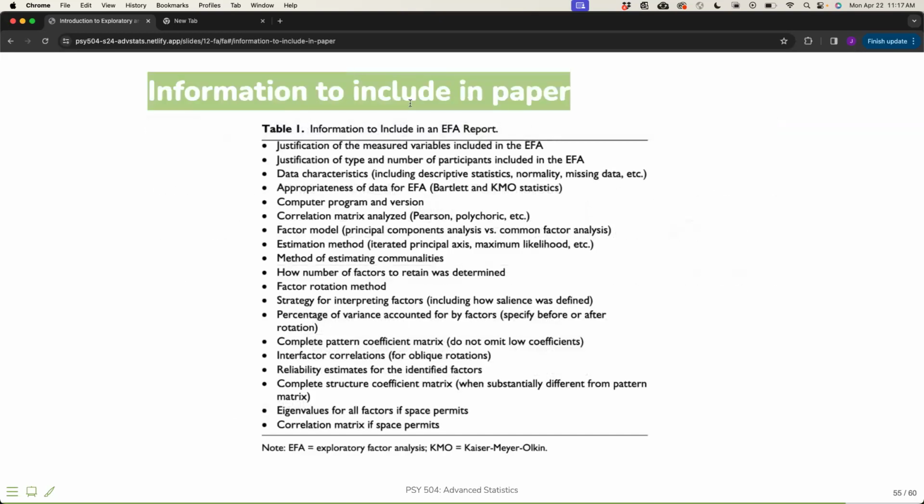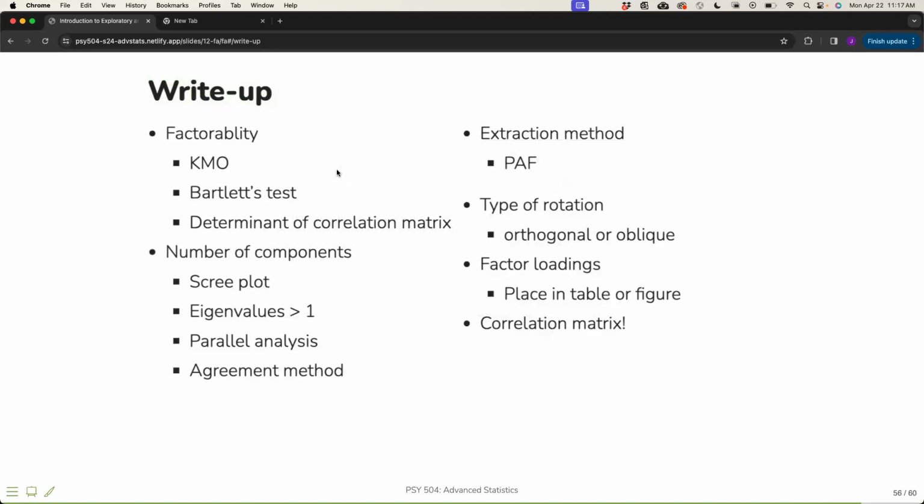All right, so to wrap up, what I wanted to do is talk about what we should include in our paper when we write it up. Here I have just a table of things that you should include, but at the bare minimum, these are the things that we should include. We should talk about factorability, so we should include our KMO value, the Bartlett's test, and the determinant of our correlation matrix to make sure there's no multicollinearity. We should also talk about the number of components we extracted and justifications for those. So did you use a scree plot? Did you use eigenvalues greater than 1? Did you use a parallel analysis? Or did you use an agreement method?